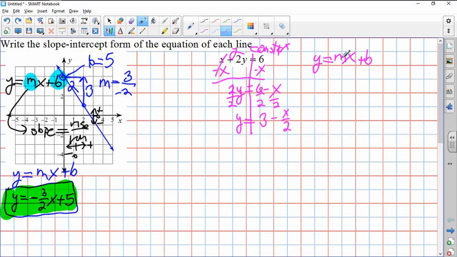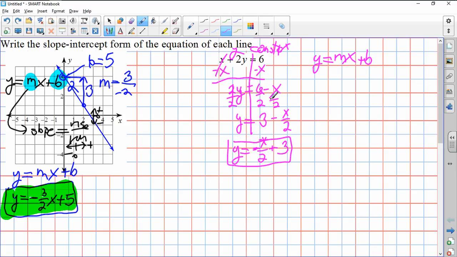If you want it to look like this form, exchange the x term and the constant value. So exchange these, so the answer will be y is equal to, the x should be first, so I'm going to have minus x divided by 2. And then I have a 3. Since there's no sign here, that is a plus 3. And that is the answer.